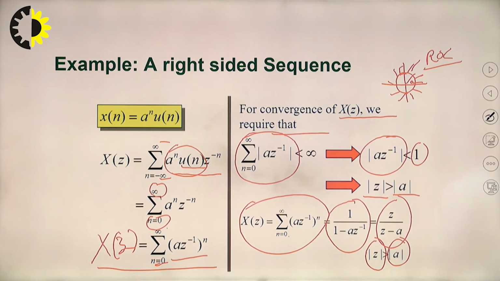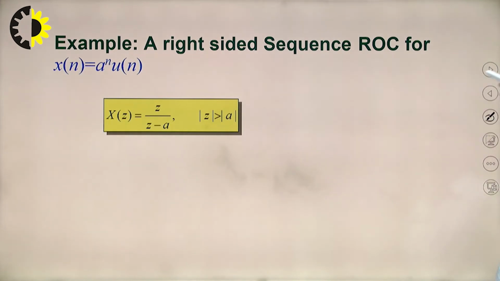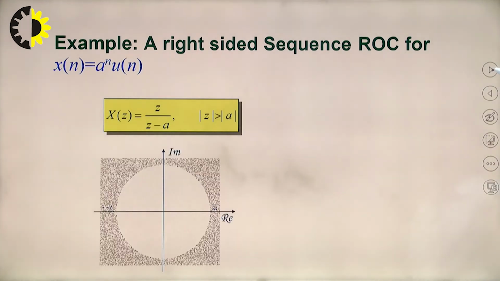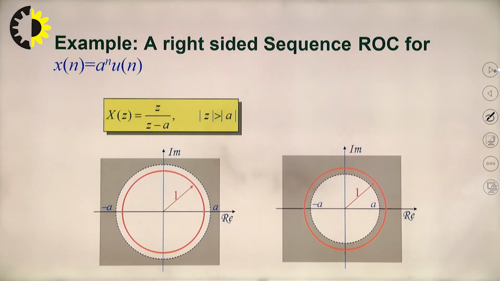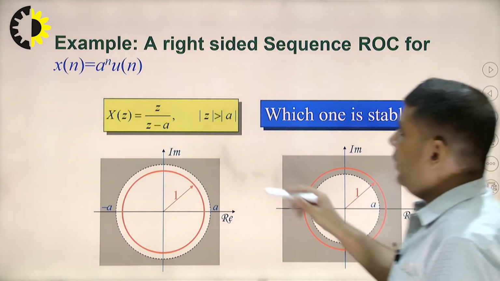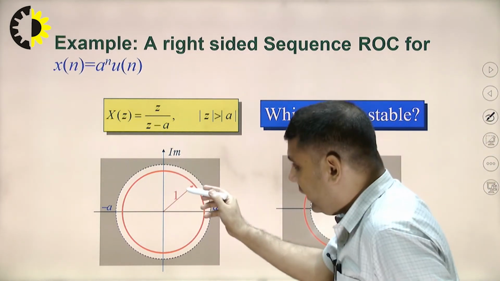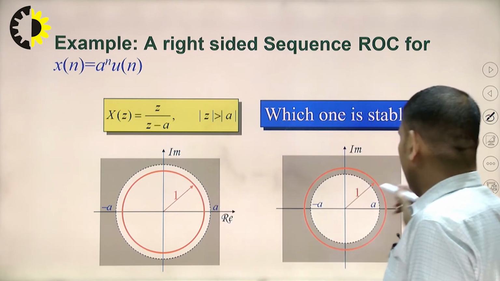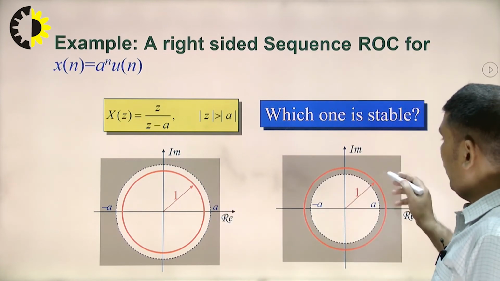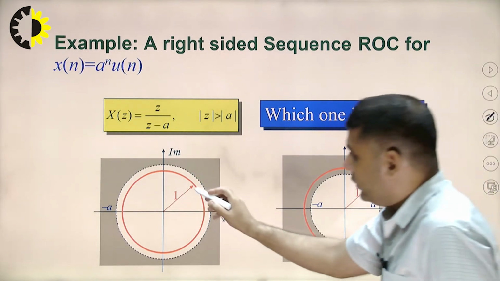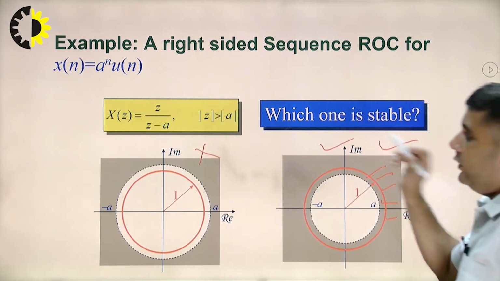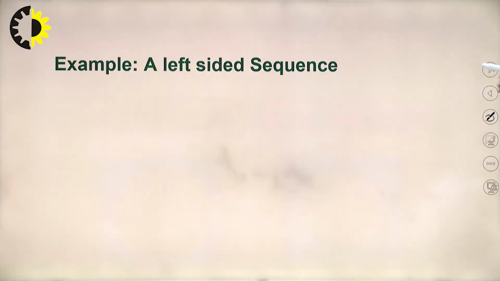Okay, students, let us discuss the next point. If this comes out inside the ROC, and here it comes out inside the ROC, which one is stable? Obviously this one is stable, because the ROC includes the unit circle. This one is not stable, this one is a stable system. Okay, let us take one more example.